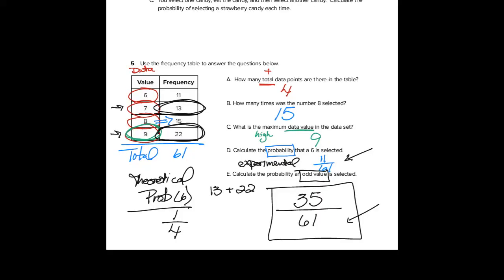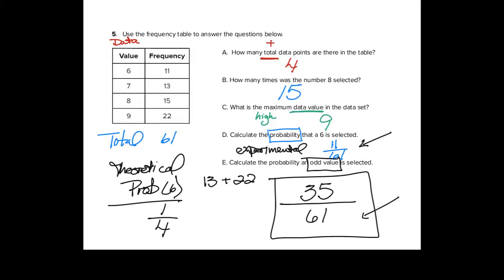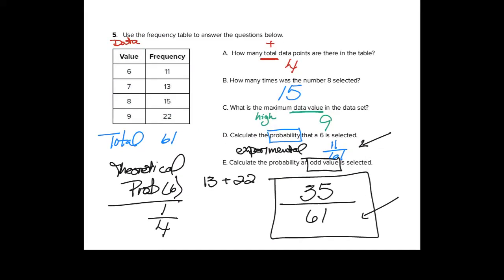Any other questions on 5? Yes. E? Okay, yes. Calculate the probability of an odd value. So let me erase some of this. The odd values that we have over here, an odd value would be 7 and 9, correct? Because 7 and 9 are odd. We want the probability of selecting those odd values.